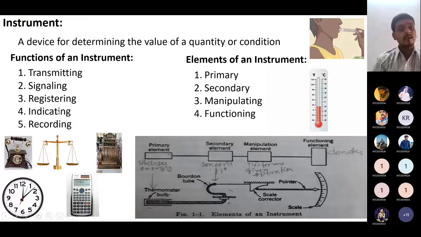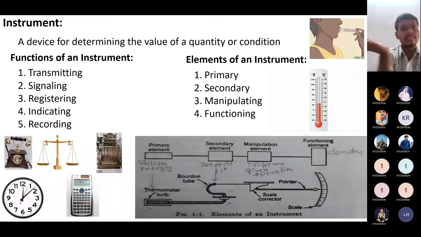Then the next one is the registering type of instrument, in which the value of the variable of the quantity will be measured with respect to some time, or with respect to some discrete incremental values. The best example is the cash register, which keeps the previous record with it. Some water metering equipment in our overhead tanks is also of this type.